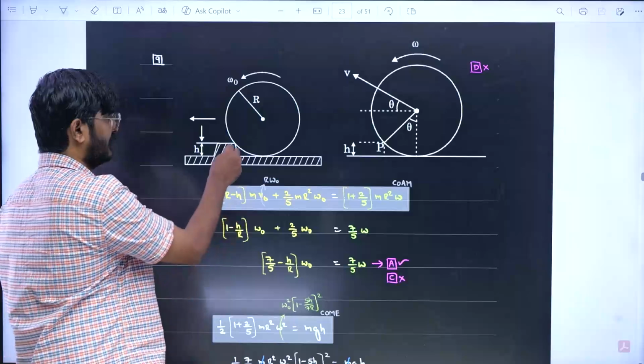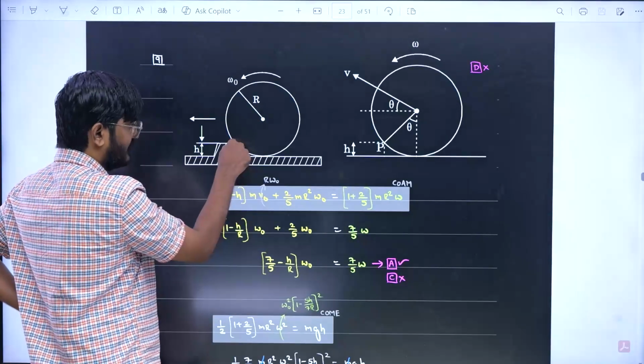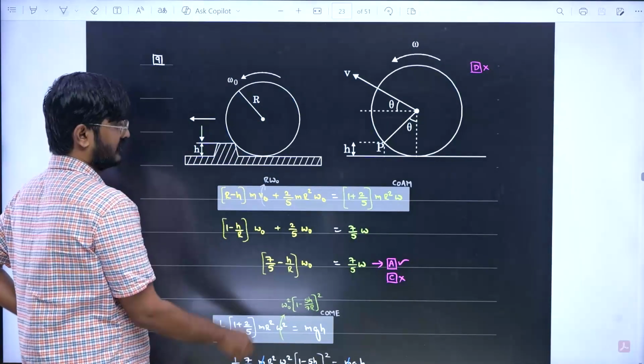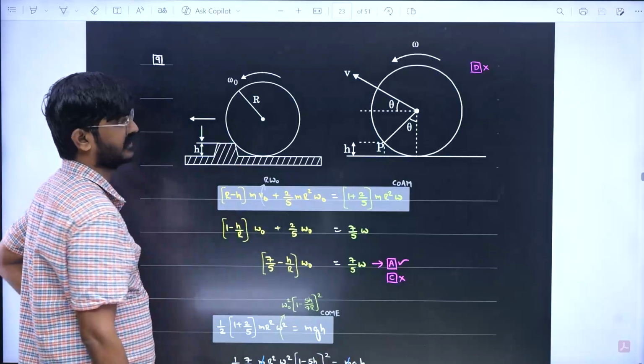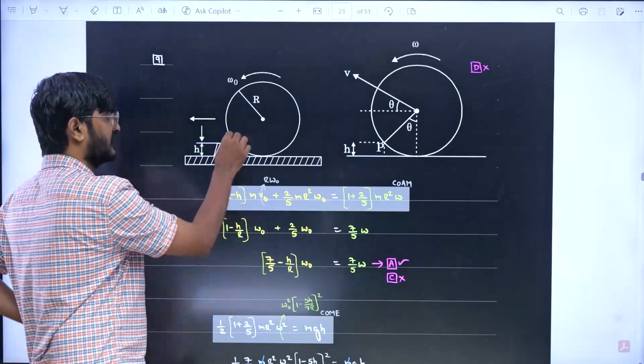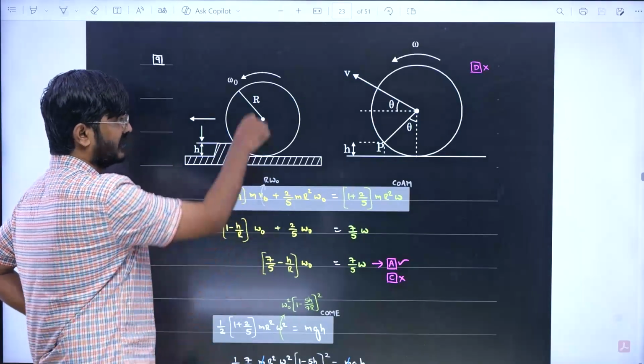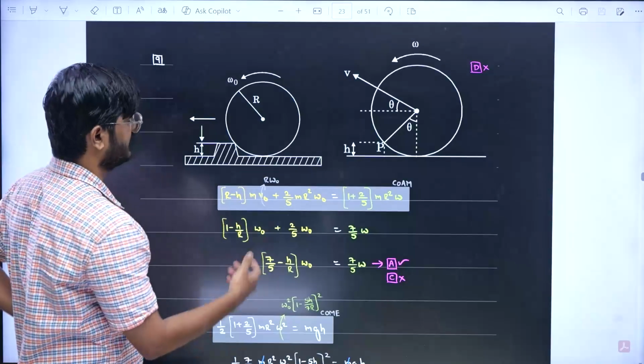But there is normal and friction going to come into picture here. So if you take torque about this point, then you can do angular momentum conservation, because torque due to all the forces about this point is 0. Though gravity is there, we are not bothered about it because it is non-impulsive.